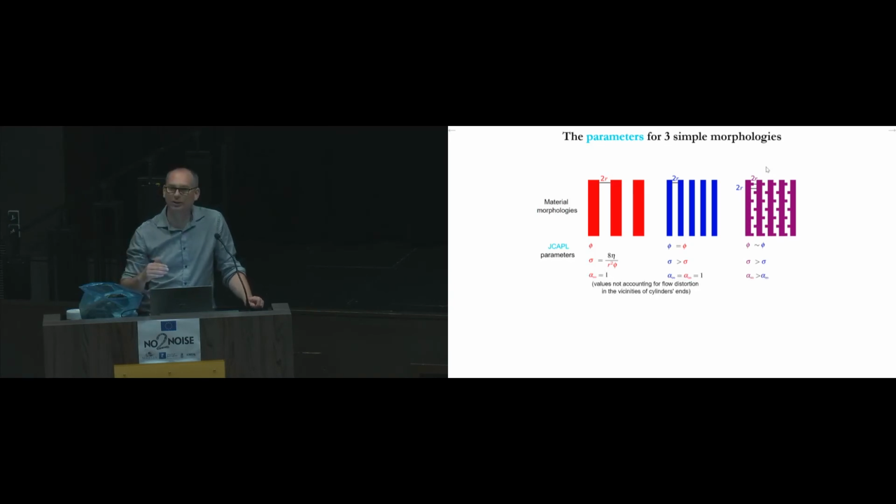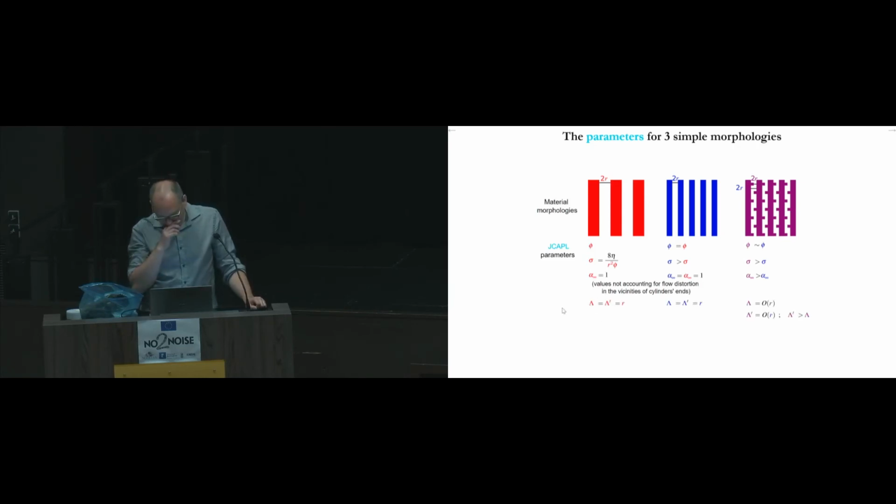For the tortuosity, as I said, if we have straight cylindrical pores, the value of the tortuosity is equal to 1, if we are not dealing with the flow distortion effect. So here it's again straight cylindrical pores, so the tortuosity is equal to 1. And in this one we have a tortuous path, so the value of the tortuosity is higher than 1.